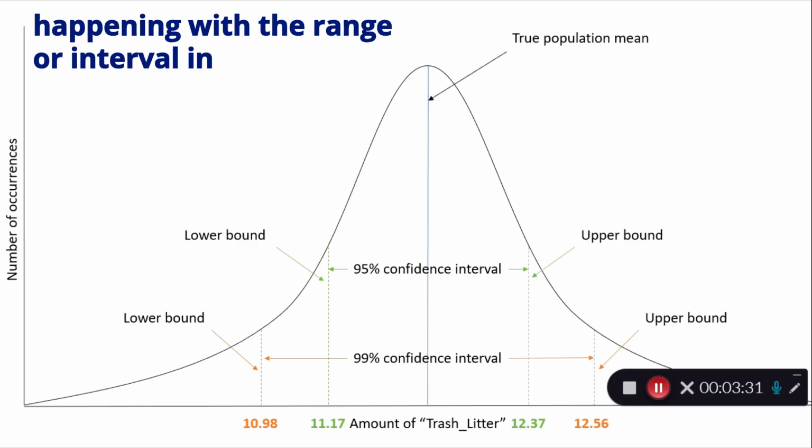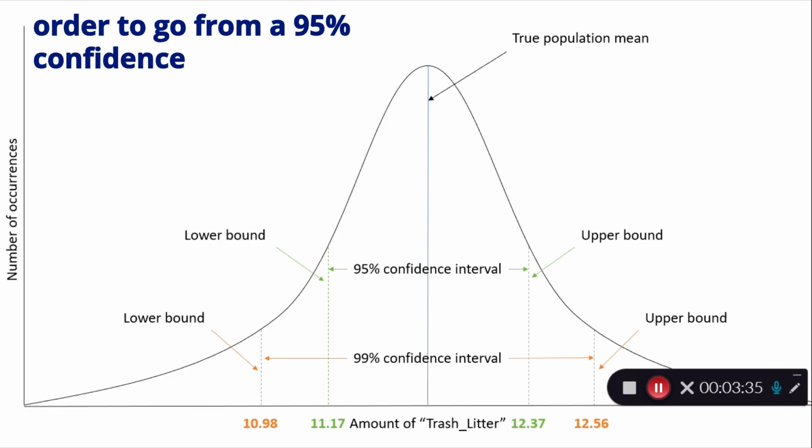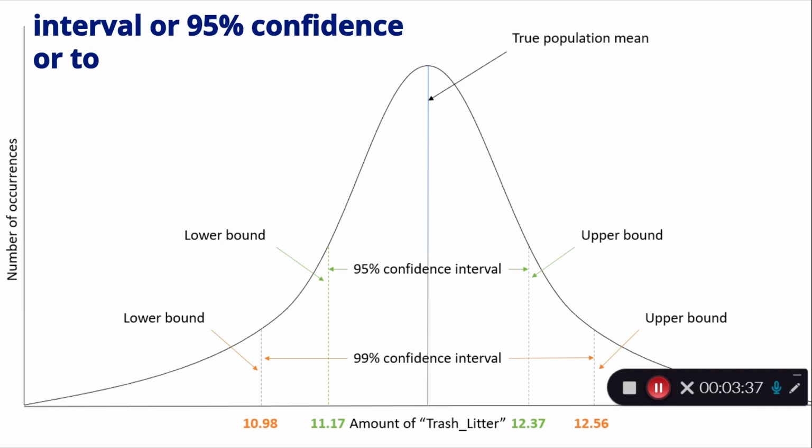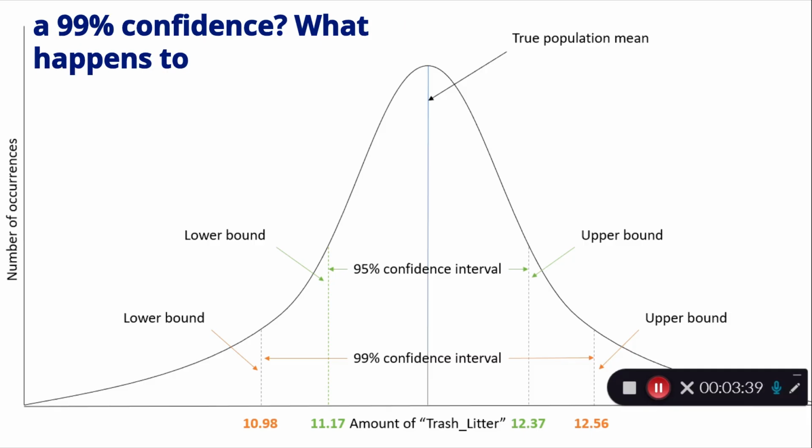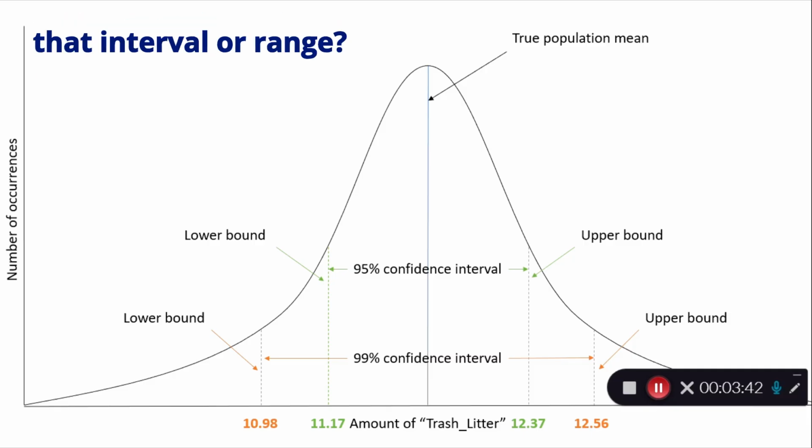So what do you see happening with the range or interval in order to go from a 95% confidence interval, or 95% confidence, to a 99% confidence? What happens to that interval or range?